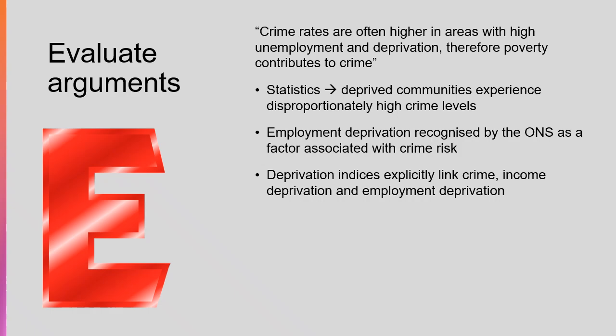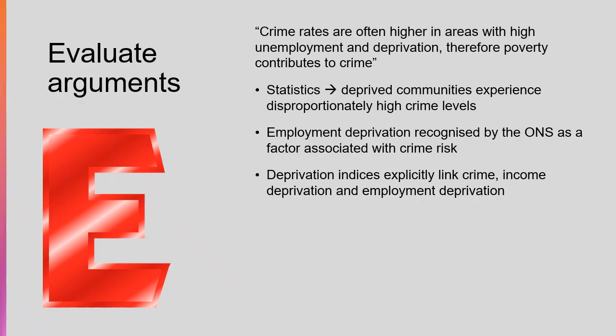For example, government statistics show that deprived communities experience disproportionately high crime levels. Employment deprivation is recognised by the Office for National Statistics as a factor associated with crime risk, and government deprivation indices explicitly link crime, income deprivation, and employment deprivation when analysing neighbourhood disadvantage. In addition, the claim is only that poverty contributes to crime, rather than a stronger claim that it is the main or major cause of crime.